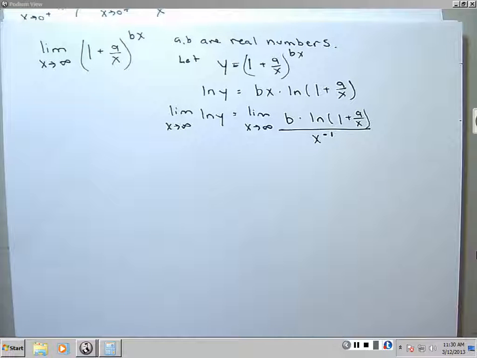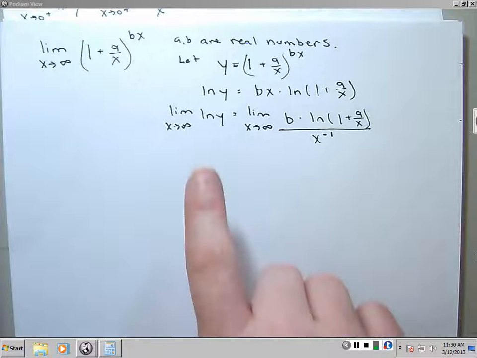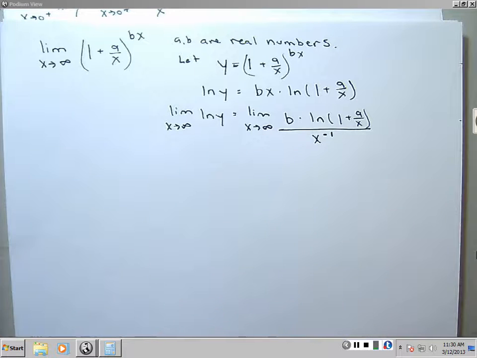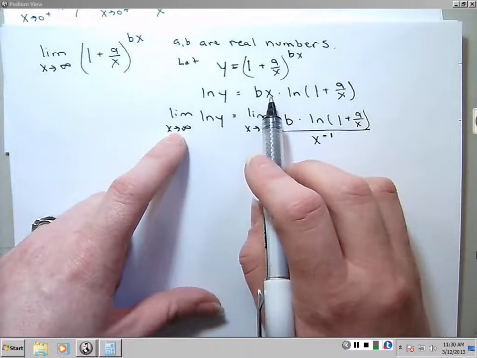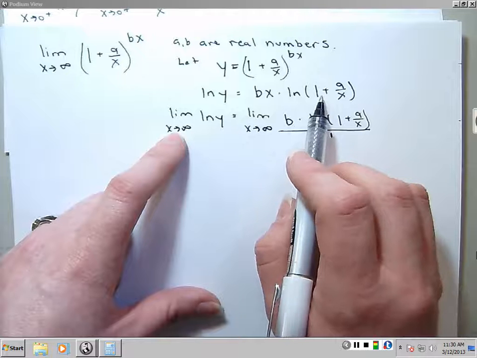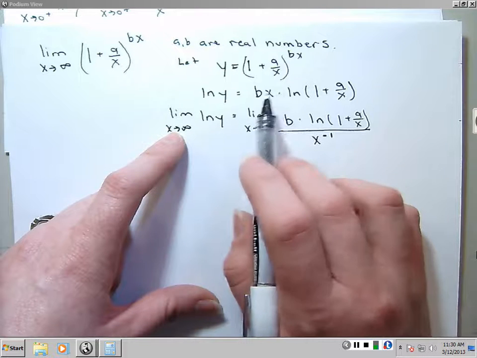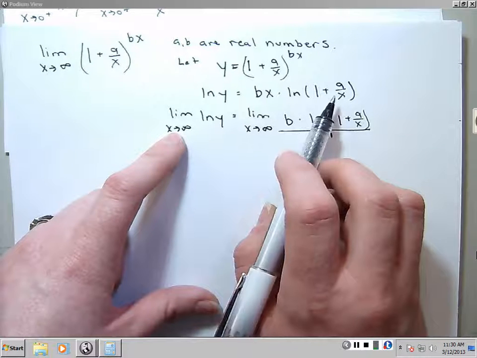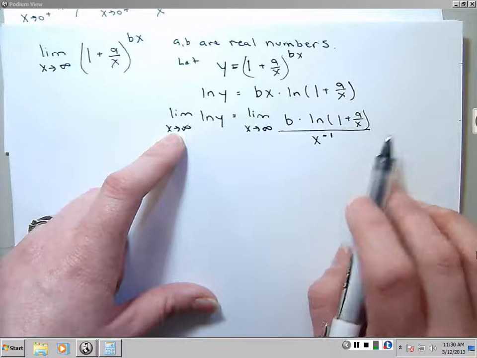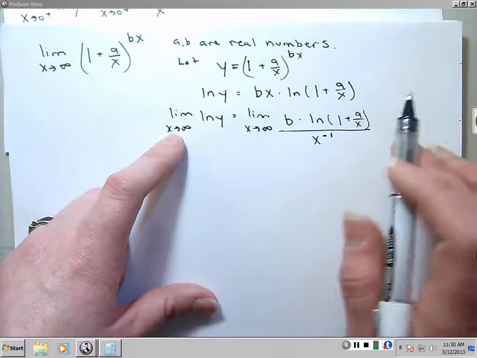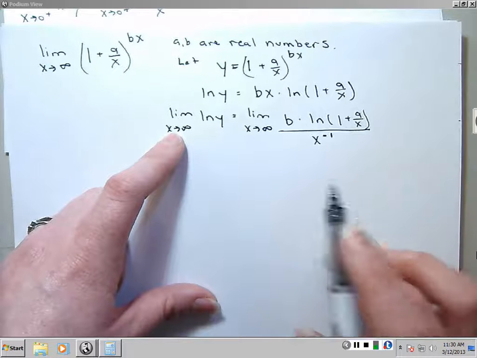The x to the minus one. Why did I do that? To get it in a form where I can apply L'Hopital's rule, because right now I have infinity times 0. If x goes to infinity, and ln of 1 goes to 0, I have 0 times infinity. So I need to move one to the denominator to get infinity over infinity or 0 over 0. In this case, I want 0 over 0.